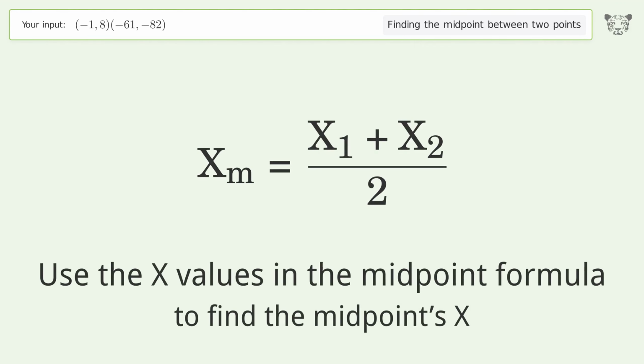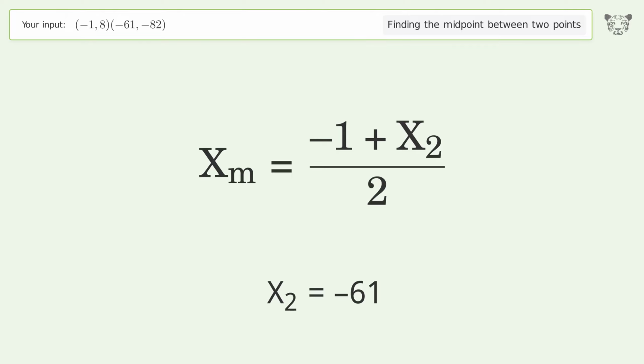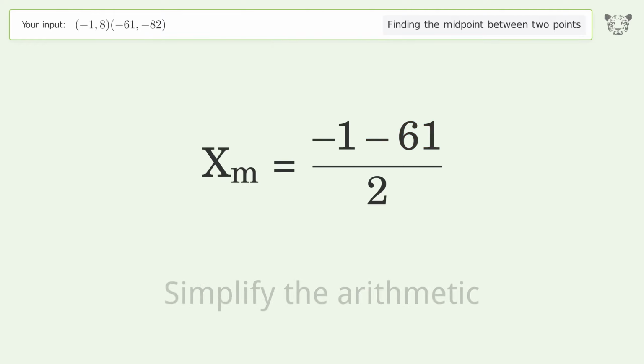Use the x values in the midpoint formula to find the midpoints x. x1 equals -1. x2 equals -61. Simplify the arithmetic.